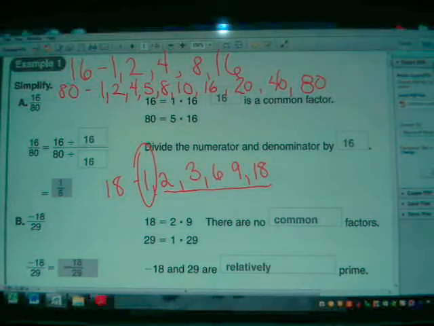The shortcut is optional. If you want to list the factors for both numbers, you're certainly more than welcome to. It will, of course, get you to the correct answer.